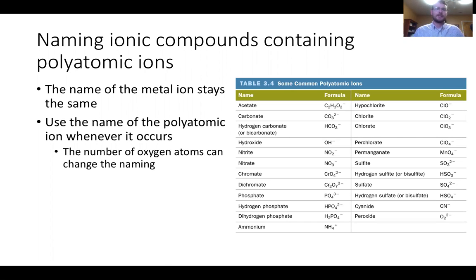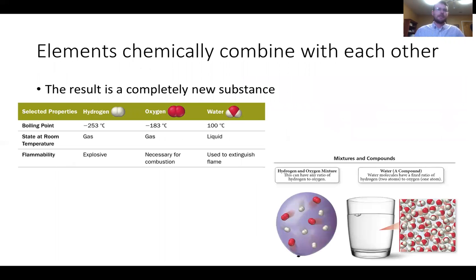We need to know these things, phosphate, because we're going to need to know those when we talk about ionic compounds as well as acids. And so we do need to memorize table 3.4, especially before the first exam, and then we need to keep it and keep the naming throughout all the other exams. So let's talk about elements.